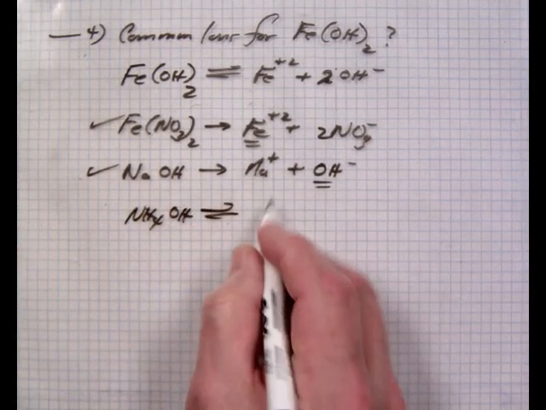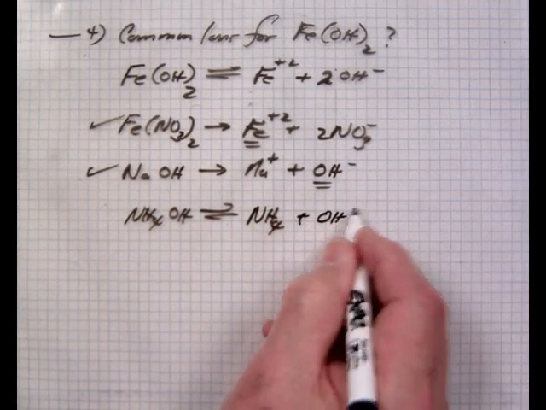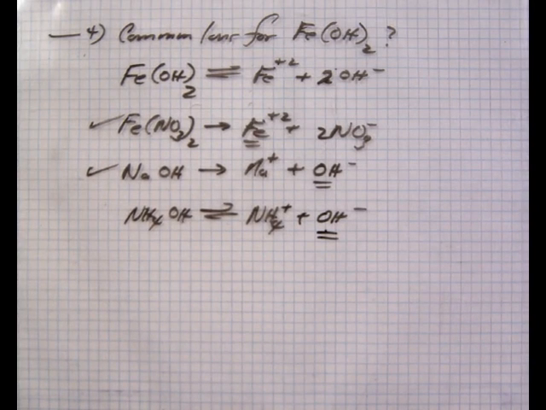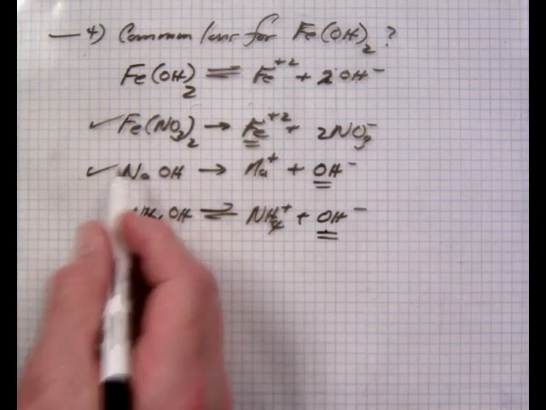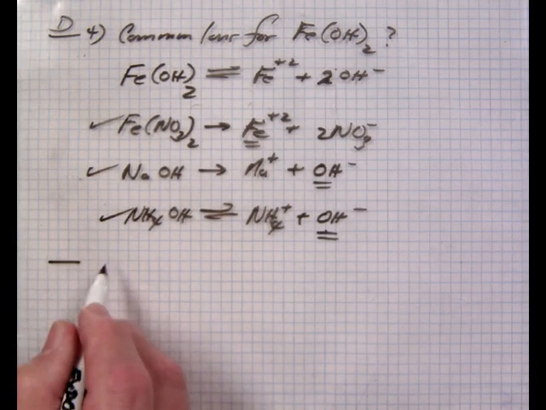Now this was a weak base, but it still delivers some of the OH, not as much as the sodium hydroxide at equivalent concentrations. But anyway, this D choice, or all of those, will provide a common ion in that iron hydroxide compound. And finally, number 5.